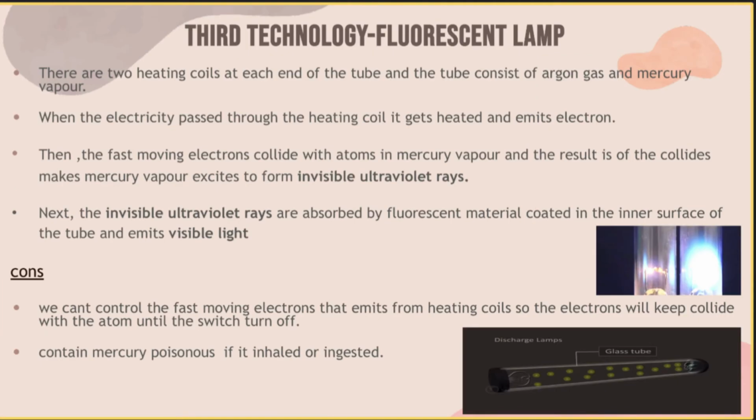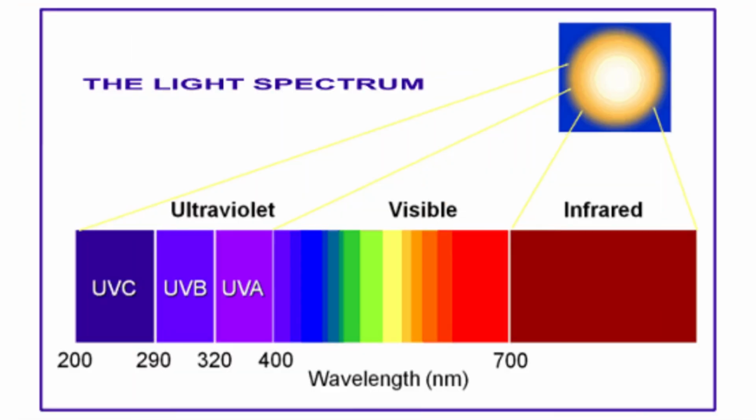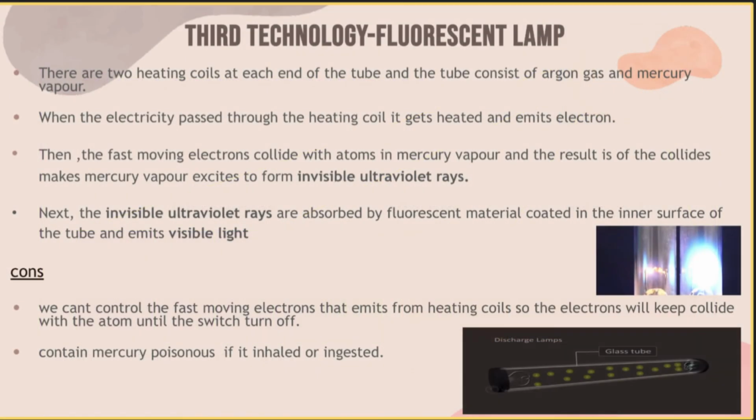The third technology is the fluorescent lamp. There are two heating coils at each end of the tube, and the tube contains argon gas and mercury vapor. When the electricity passes through the heating coil, it gets heated and emits electrons. Then the fast-moving electrons collide with atoms in the mercury vapor, and the collision excites the mercury vapor to form invisible ultraviolet rays. Next, the invisible ultraviolet rays are absorbed by fluorescent material coated on the inner surface of the tube and emit visible light.